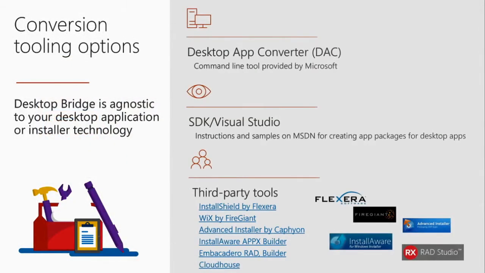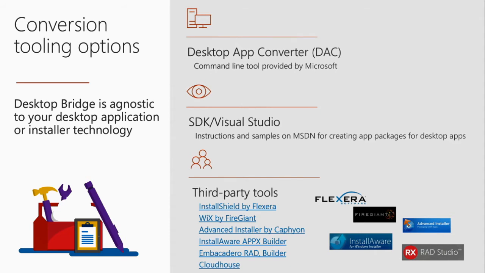Okay, so Vlad talked about conversion options, and the Desktop App Converter is our free tool. Yes, it's free, and it is available in the Windows Store. It is a command line tool. I like command line, and Vlad thinks it's ugly, but I still like it. I'll show you a demo of what the Desktop App Converter looks like and how it works. We'll go into the details there.